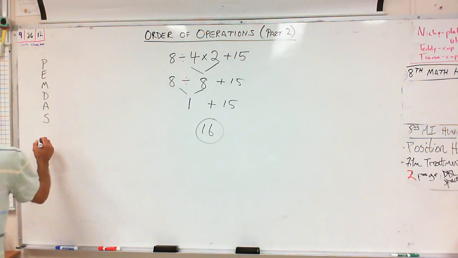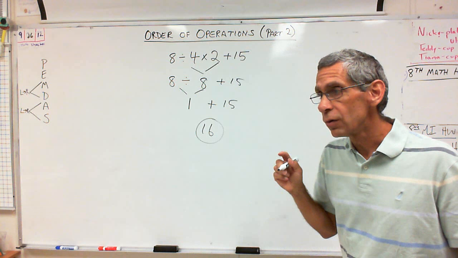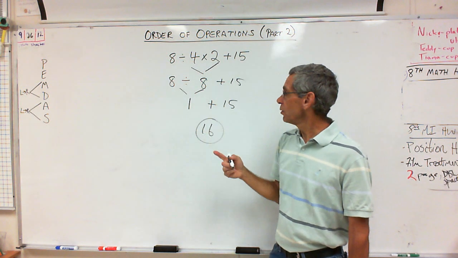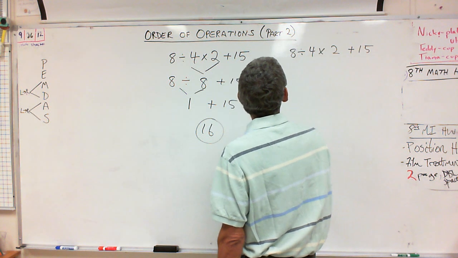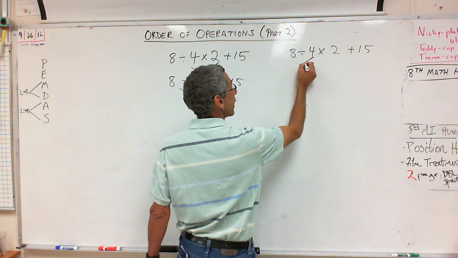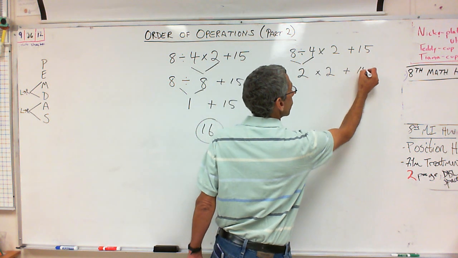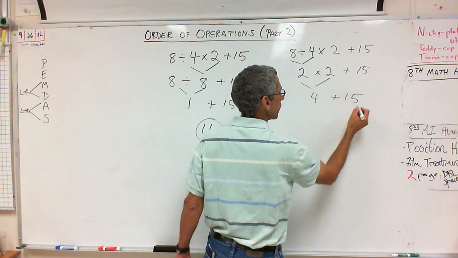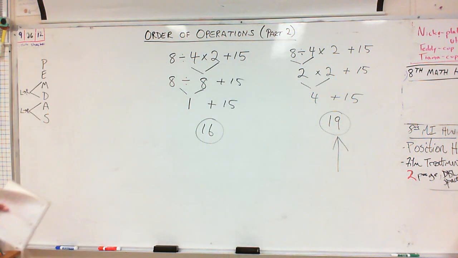Now we have to think of the left to right thing. Multiplication and division, and addition and subtraction, both go left to right. So it's not just multiply first. It's either multiply or divide, whichever comes first from left to right. If I redo it, 8 divided by 4 times 2 plus 15, the first thing is divide. What's 8 divided by 4? 2. Now it's 2 times 2 plus 15. What's 2 times 2? 4 plus 15 gives me 19. This is the correct answer, and the other would not be the correct answer.